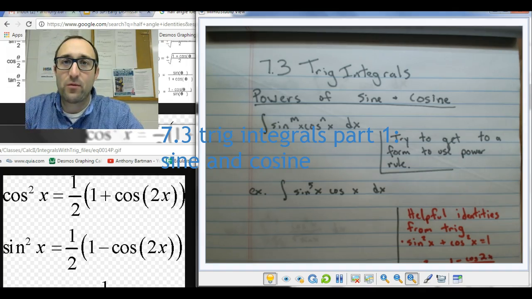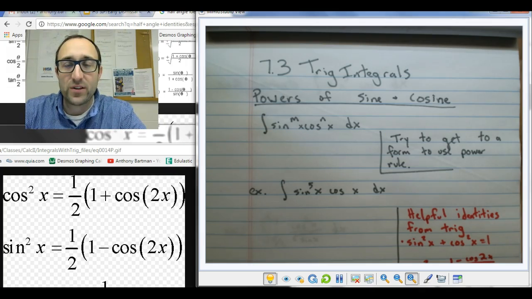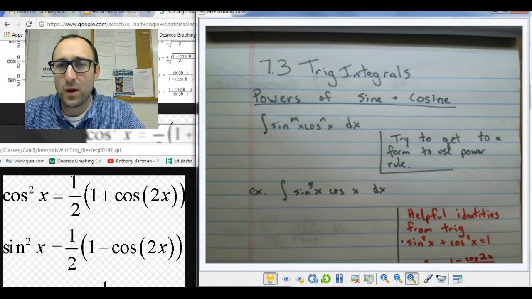Hey everyone, welcome to 7.3 Trig Integrals. This section is all about what procedures to do in case you are left with integrals with trig. So if you ever asked, why would I have sine and cosine? That doesn't seem to be on my list in the front cover of what to do.